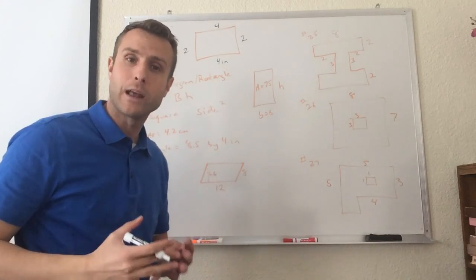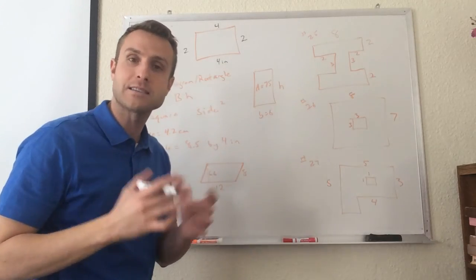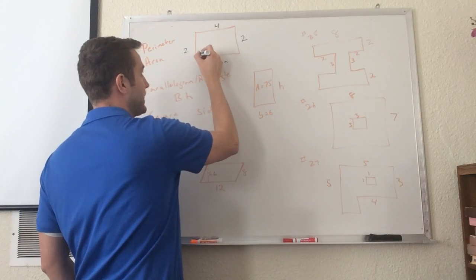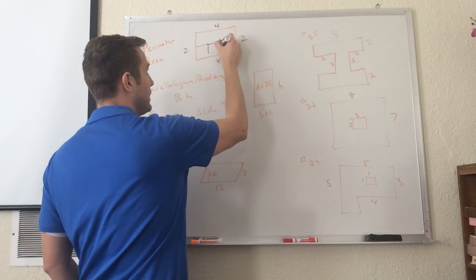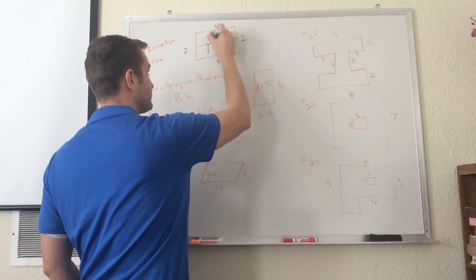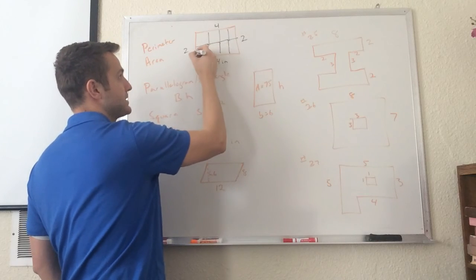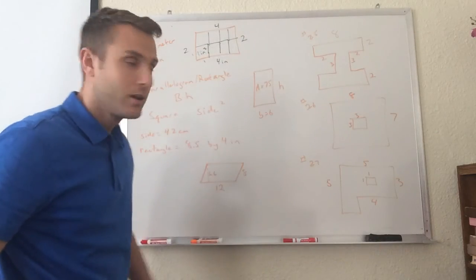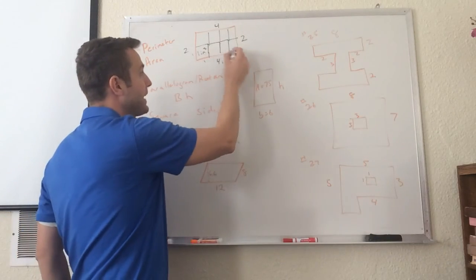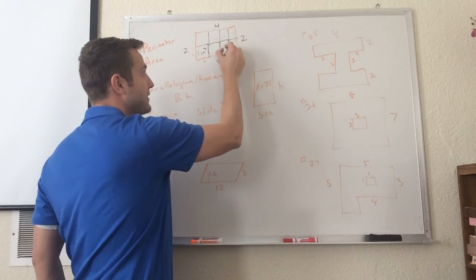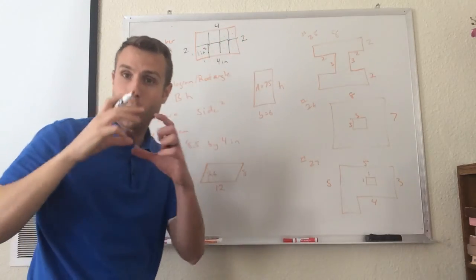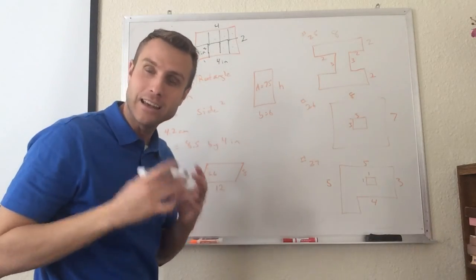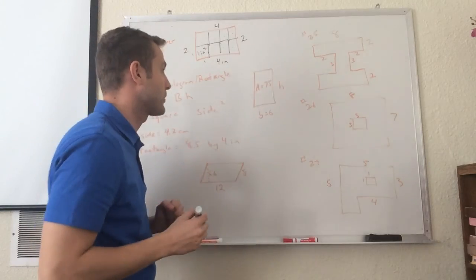If I want area, what I'm asking is how many squares can fit inside that. So if this is 4 inches by 2, that means I'm going to have 1, 2, 3, 4. Each one of these boxes here is going to be 1 inch by 1 inch. So we call this 1 inch squared. So in this rectangle, I can fit 1, 2, 3, 4, 5, 6, 7, 8 square inches. Each one of these is a square, so I can fit 8 inches squared inside that area.